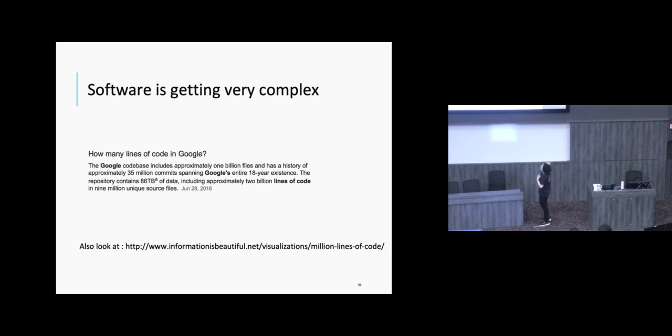For example, if we ask how many lines of code there are in Google as of 2016, which is about 8 years ago now, you have something like 86 terabytes worth of data, in terms of commits and code alone. Should you be expected to read through everything before you start working on Google's code? Definitely not. So how do we do this?